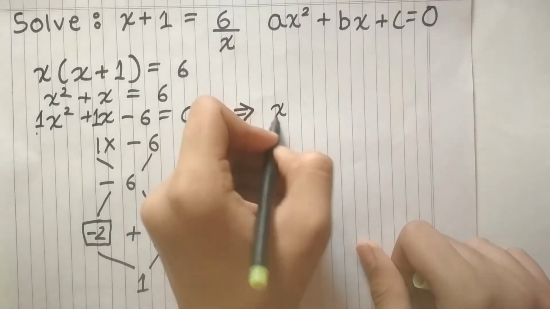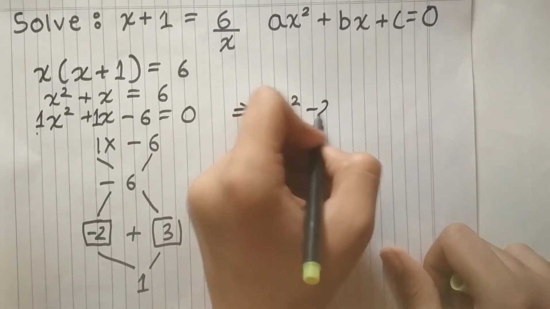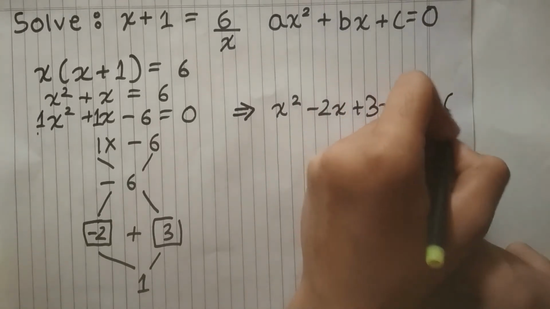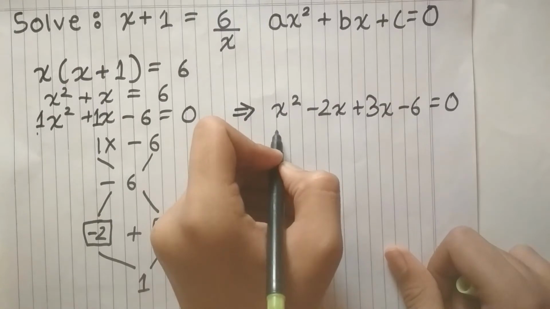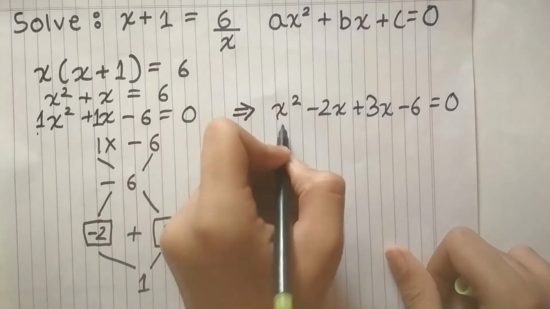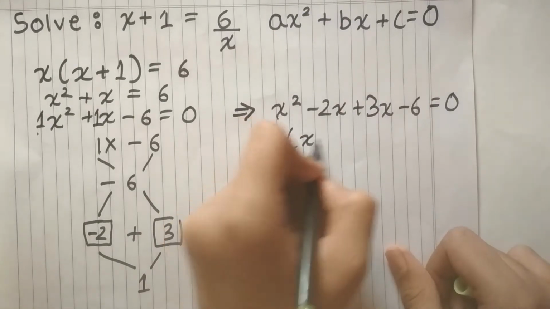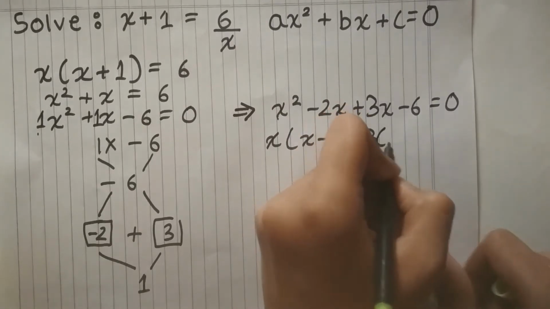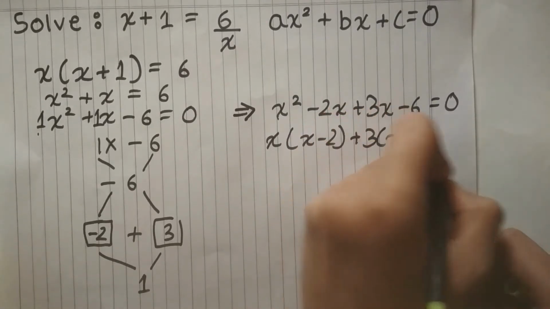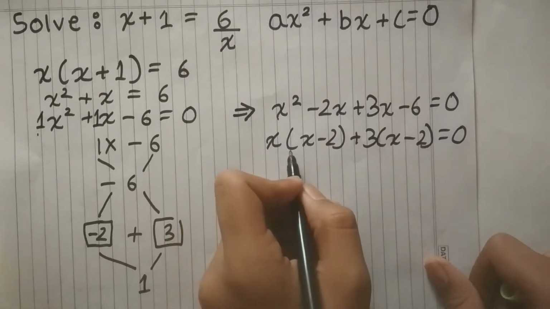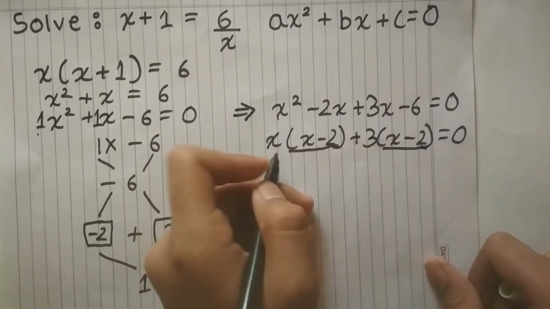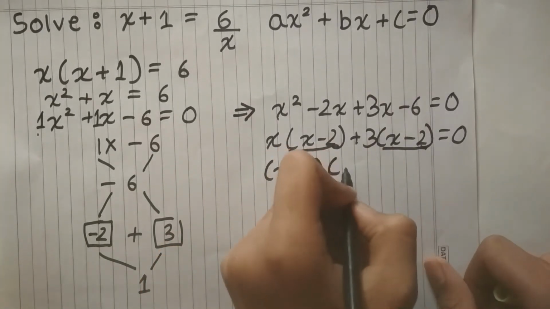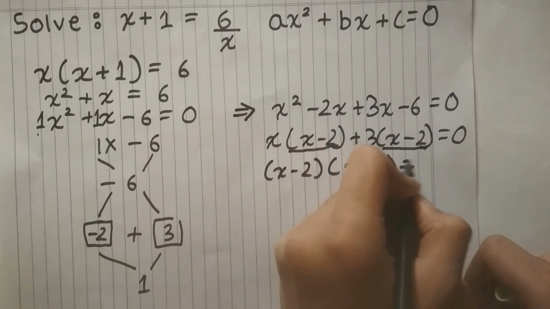So we'll continue this equation here. It is x squared minus 2x plus 3x minus 6 equals 0. Now we'll take x common in these two terms. So x times x minus 2. Then we'll take 3 common in these two terms, that is the last two. So that is equal to 0. Now we'll take this x minus 2 common in this full LHS. So it is x minus 2 times x plus 3 equals 0.